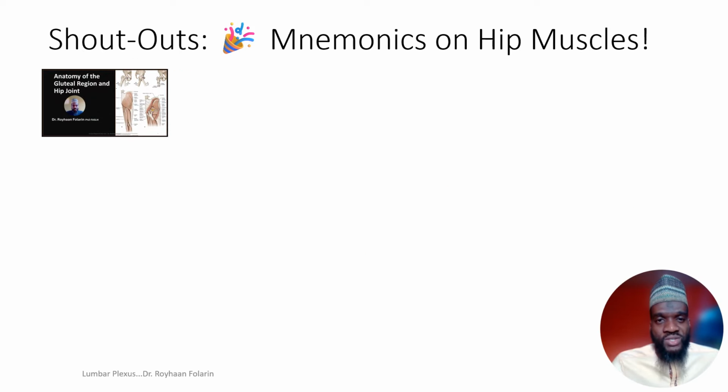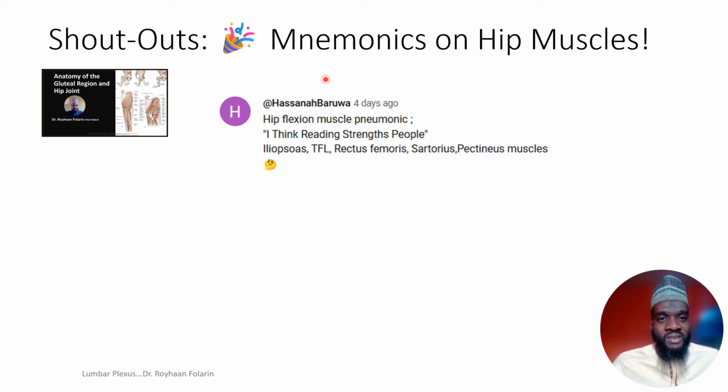And beyond that, shout out again to Hassana Barua. Guess why? She shared this creative mnemonic: "I think reading strengthens people." I think I'll take that as, I think reading strengthens people. So this helps to remember the iliopsoas muscle, the tensor fasciae lata, rectus femoris, sartorius, and pectineus muscles as flexors of the hip joint. So great job.